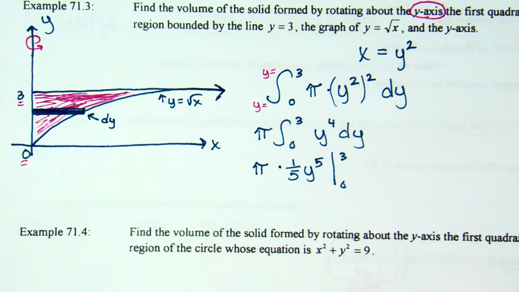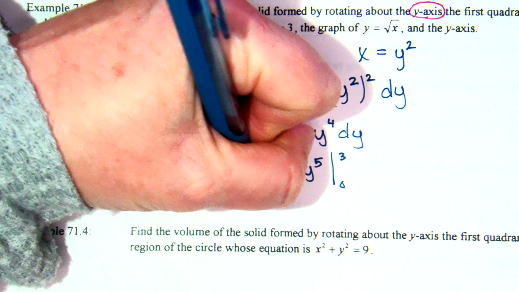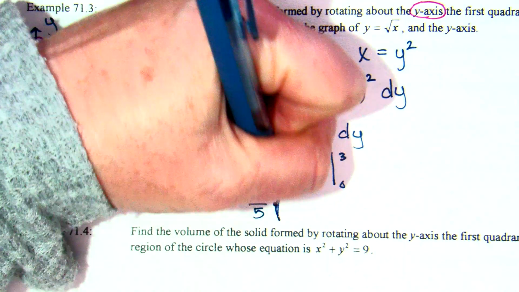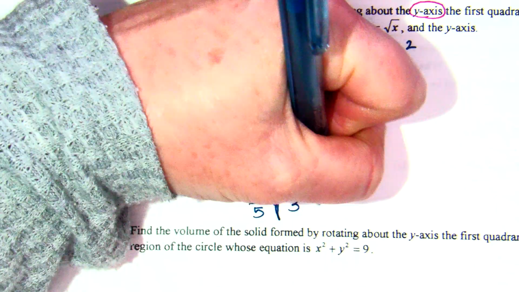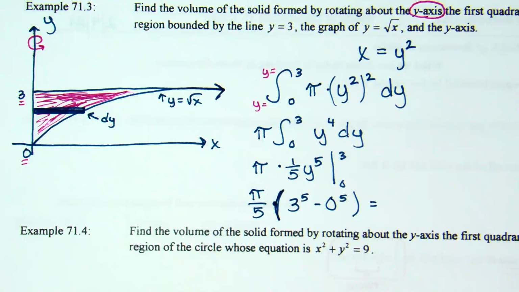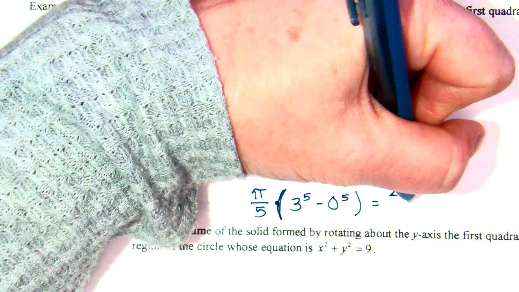There's no right or wrong thing here. So then I'm saying pi over 5 times y to the fifth evaluated from 0 to 3. So that's going to be 3 to the fifth minus 0 to the fifth. 3 to the 5th? 243. So it's going to be 243 minus 0, so 243 times pi over 5. So I'm going to say 243 pi over 5. And of course, units cubed.